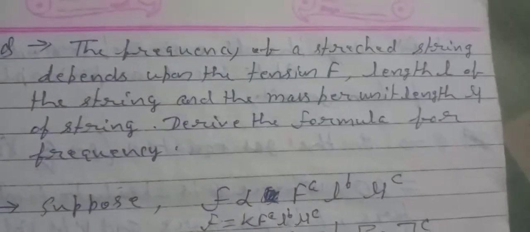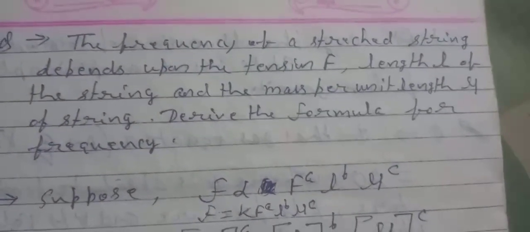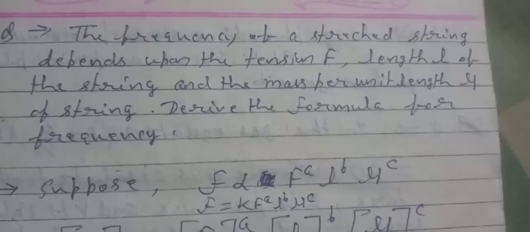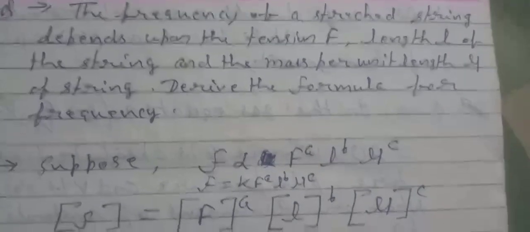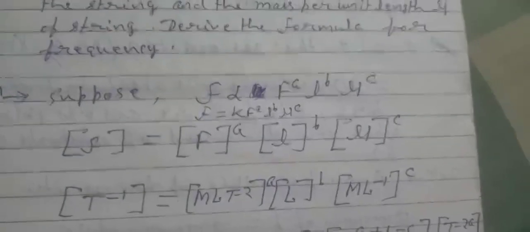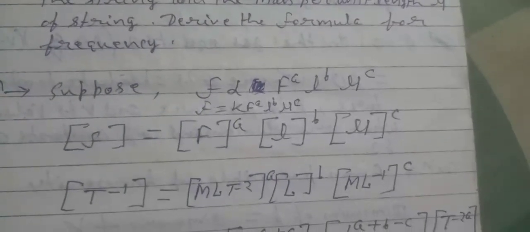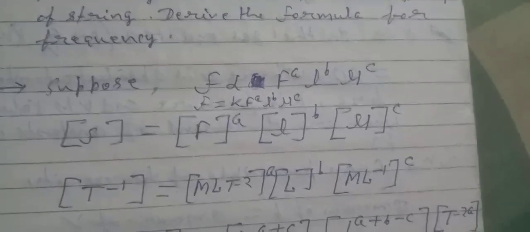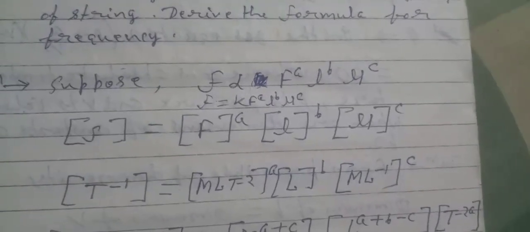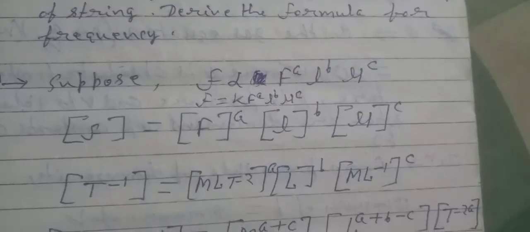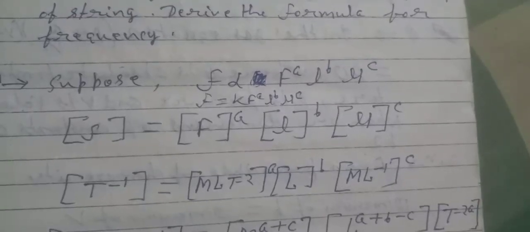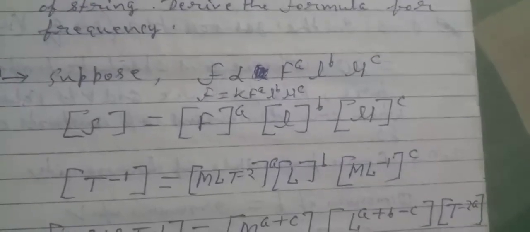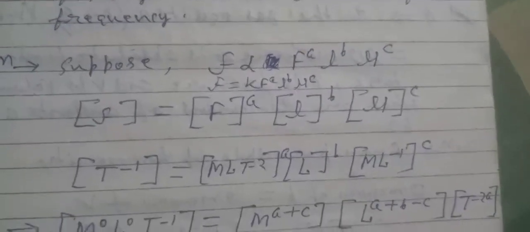The frequency of a stretched string depends upon the tension F, length L of the string, and the mass per unit length mu of the string. Derive the formula for frequency. Let f be proportional to F to the power A into L to the power B into mu to the power C. So we have f equals K into F to the power A into L to the power B into mu to the power C, where K is a dimensionless proportionality constant.